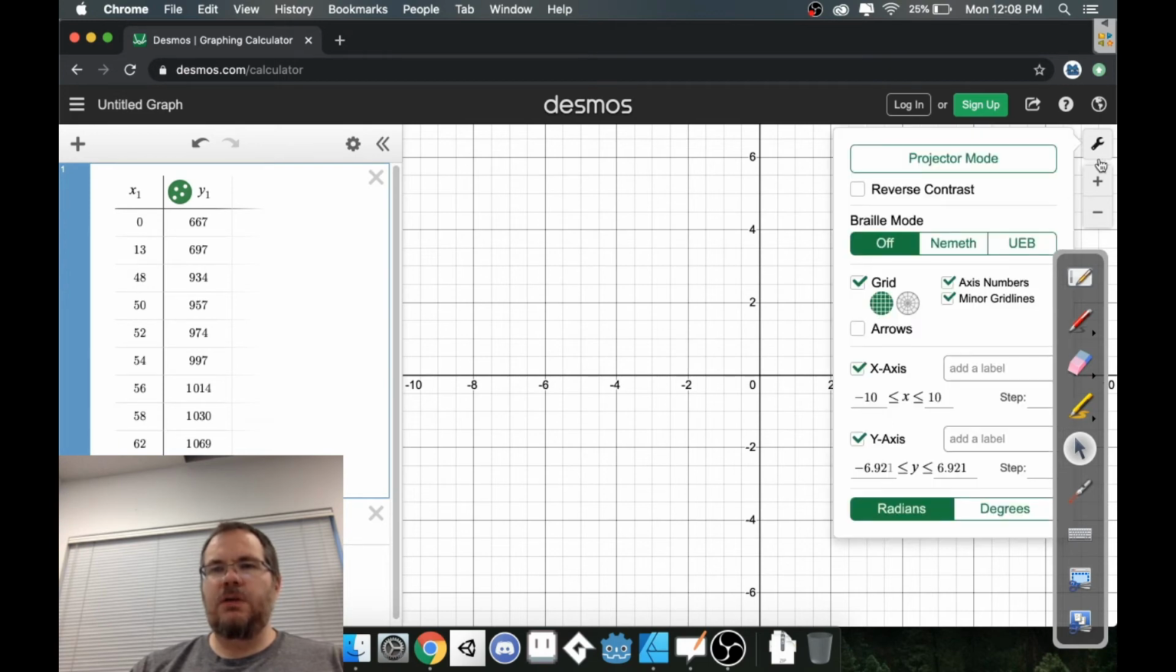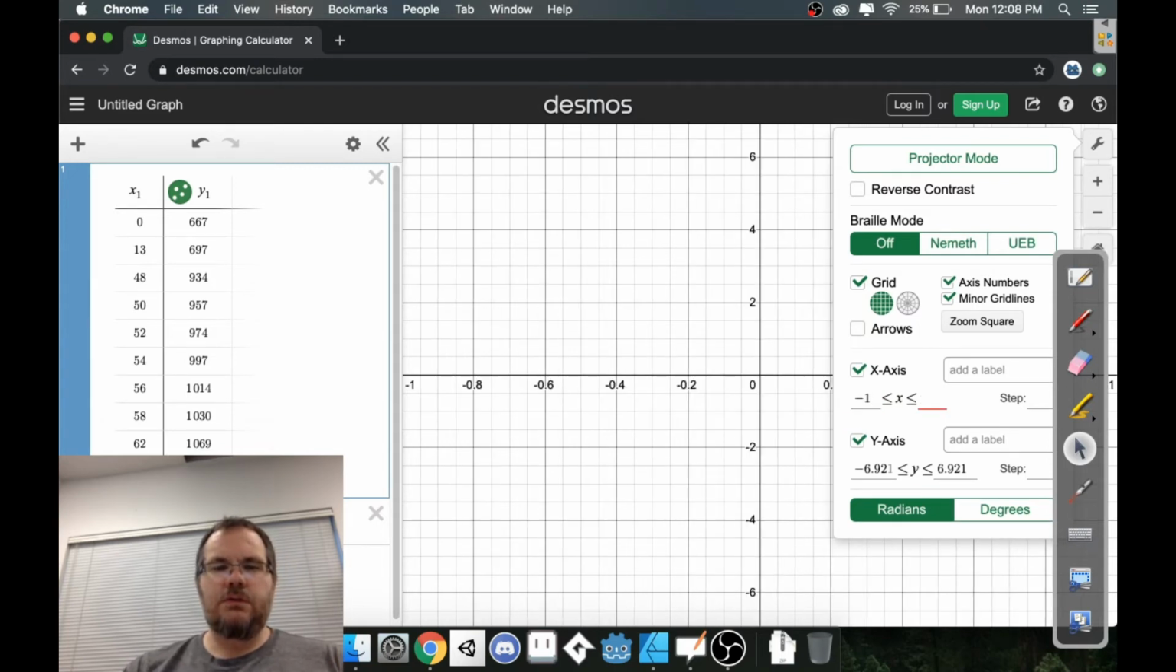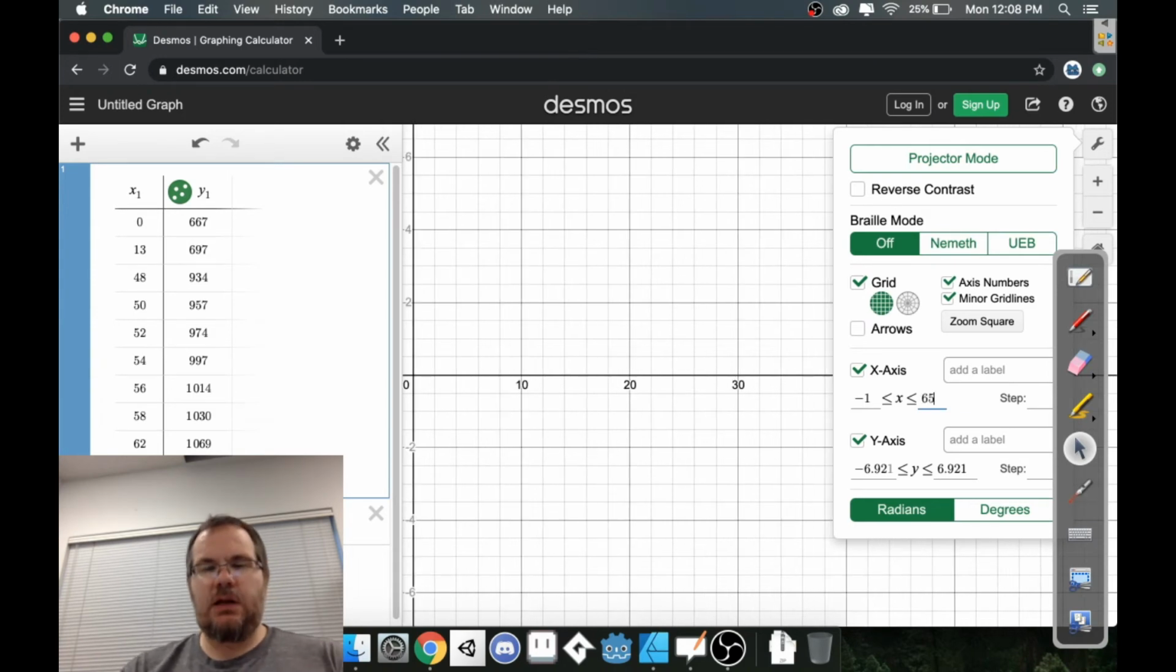So I'm going to go to my little wrench icon over here. And my x-axis, I'm going to go a little bit before 0, so let's say -1. And I'm going to go to, say, 65, so that I can cover everything. My y-axis needs to go from 667 to 1069.